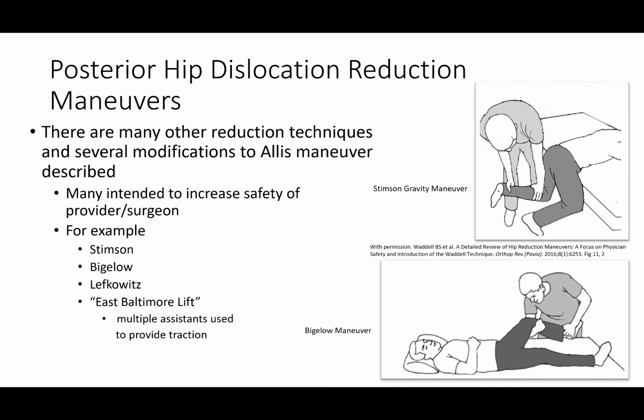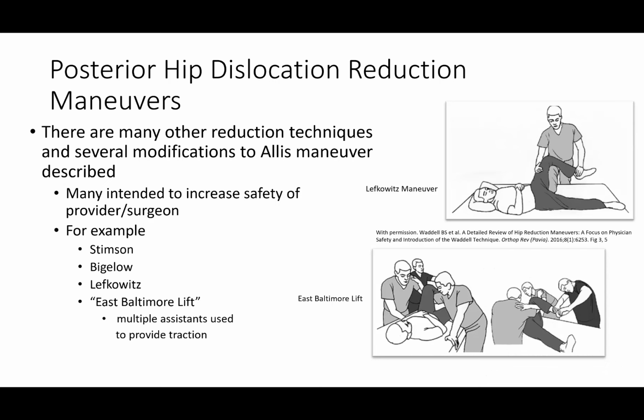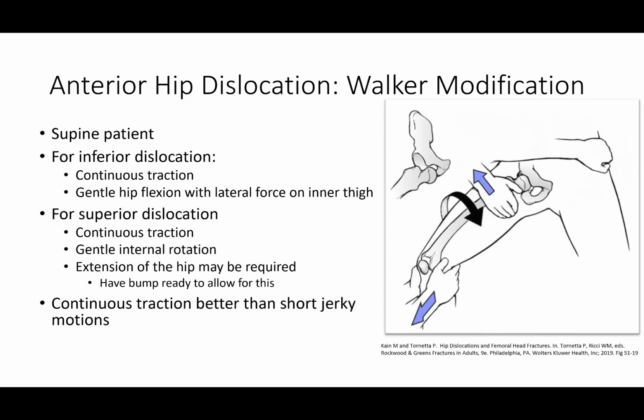Other techniques, for instance, the Stimson gravity maneuver, less commonly done, shown here. The Bigelow maneuver, shown here. Other examples are the East Baltimore lift, which requires multiple assistants, and to some extent is somewhat similar to the Allis or Bigelow maneuver. There are many other reduction techniques, as shown, and even these. Here's the East Baltimore lift, the Lefkowitz maneuver. So nice illustrations of these techniques.